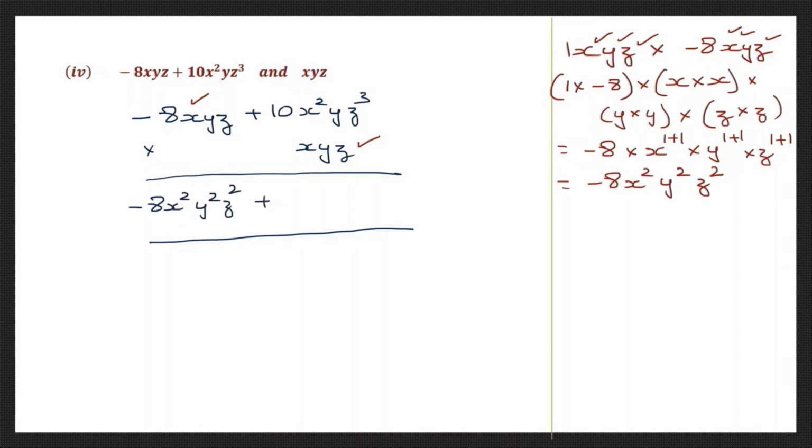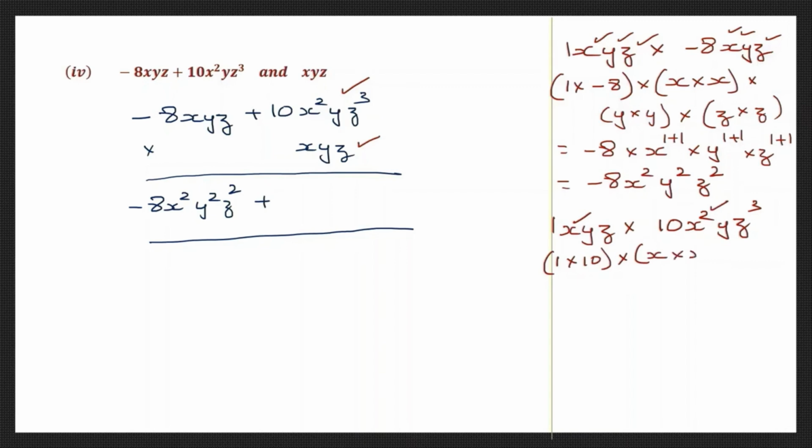Now we are going to multiply xyz into this term. So let's start that now. xyz into 10 x square y z cube. So this is 1. So the numbers are 1 into 10 into, let's take the x. 1x here and x squared there.